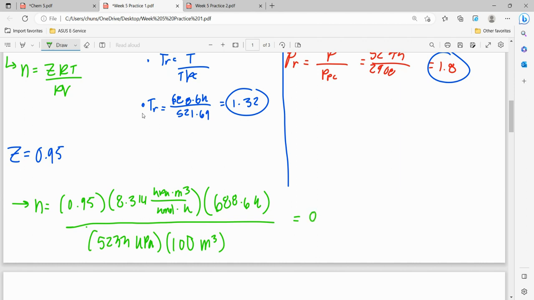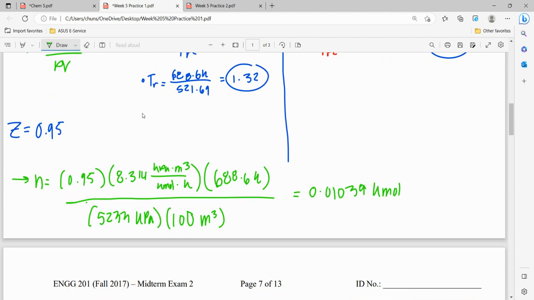And this gives us 0.01039 kilomoles. Check for units in kilomoles, right? So we can stop here. No more conversions.